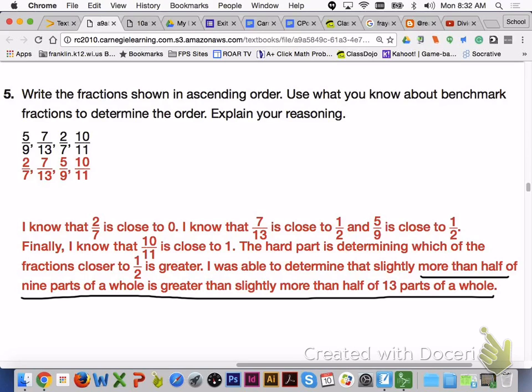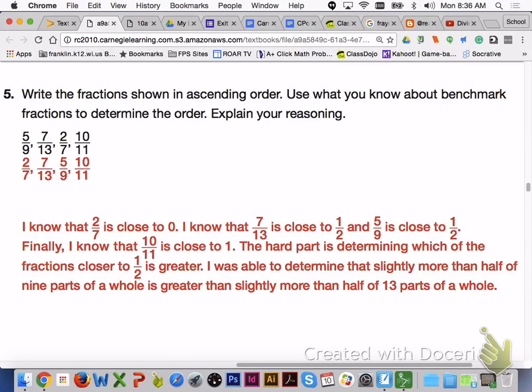Number 5, the fractions in ascending order are 2/7, 7/13, 5/9, and 10/11. 2/7 is close to 0. 7/13 and 5/9 are close to 1/2, and 10/11 is close to 1. The hard part for this might have been trying to figure out which of the fractions closer to 1/2 would be greater. More than half of 9 parts of a whole is greater than slightly more than half of 13 parts of a whole.